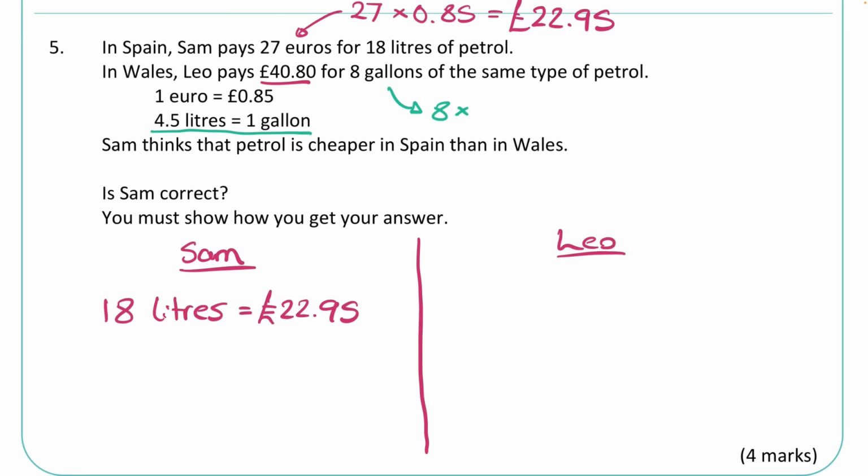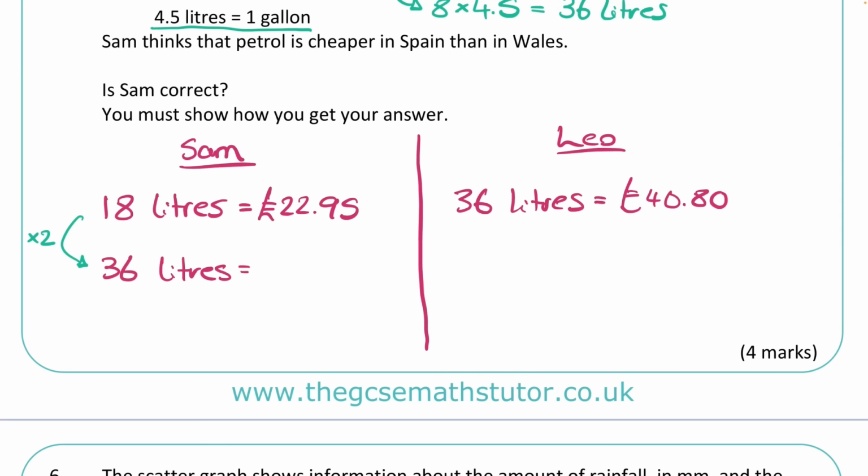So now we have Leo's in gallons to litres. We can write that down. So 36 litres is equal to, and that was £40.80. Now what we need here is a comparable amount. At the moment we have 18 litres and 36 litres. This particular question is actually quite nice because 18 litres can nicely turn into 36 litres by just timesing by 2. So we get a comparable amount relatively nicely here. The difficulty of course was getting them into the comparable figures.